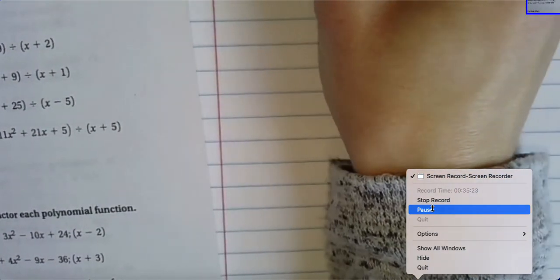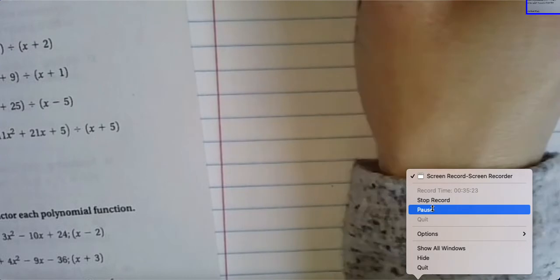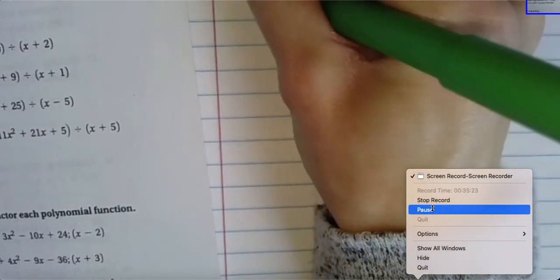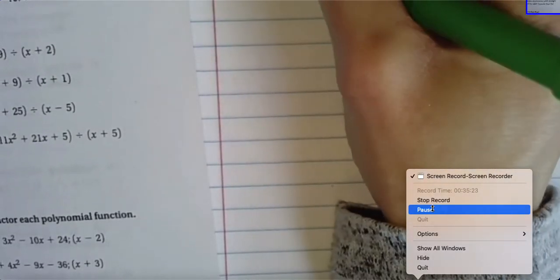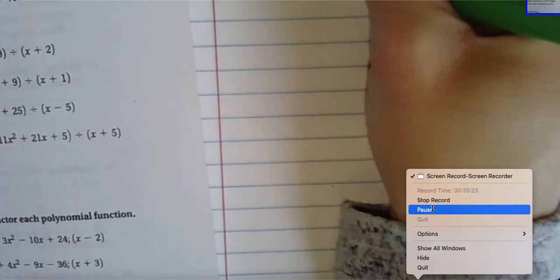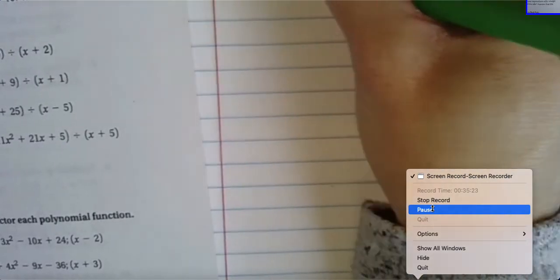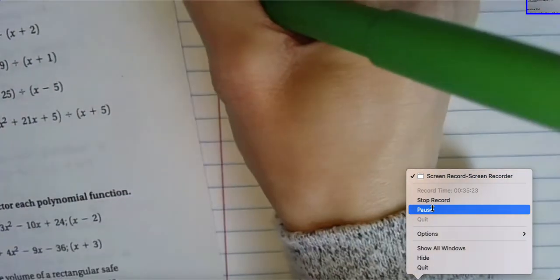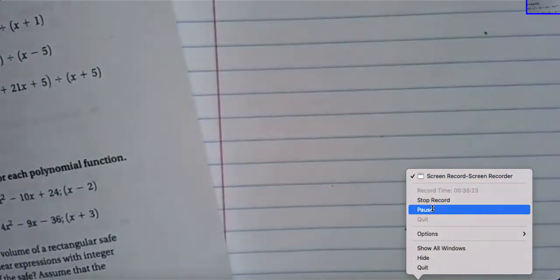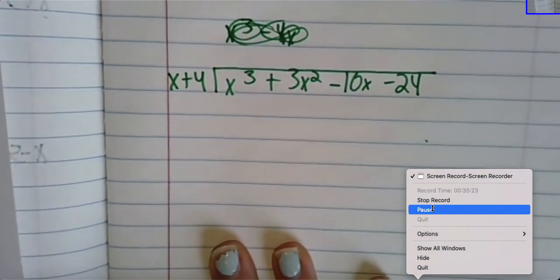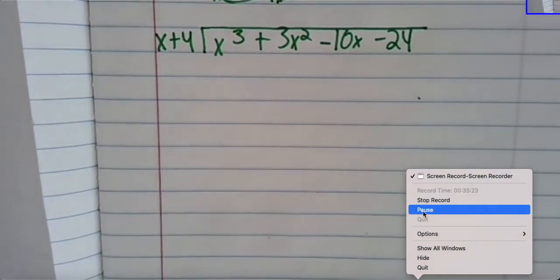X to the third minus 4x. Oh, no, I'm sorry. I'm writing the wrong one. I think I already got it wrong. X to the third plus 3x squared minus 10x minus 24, divided by x plus 4. Okay, now, y'all can't even see that. Y'all can quietly work on this one for a second.